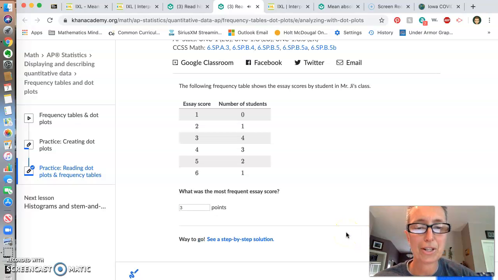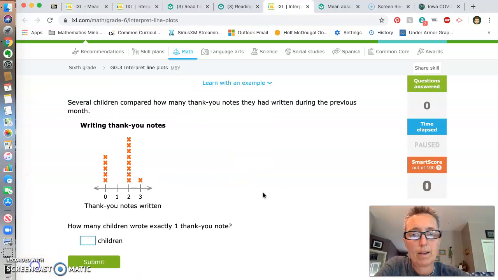Now these can be a little tricky, especially with the type of question they ask. So be careful on those, read carefully. All right, now the previous link was on a dot plot. This is a line plot. They're basically the same thing. A dot plot uses dots, a line plot uses X's. Just different books use different terminology.